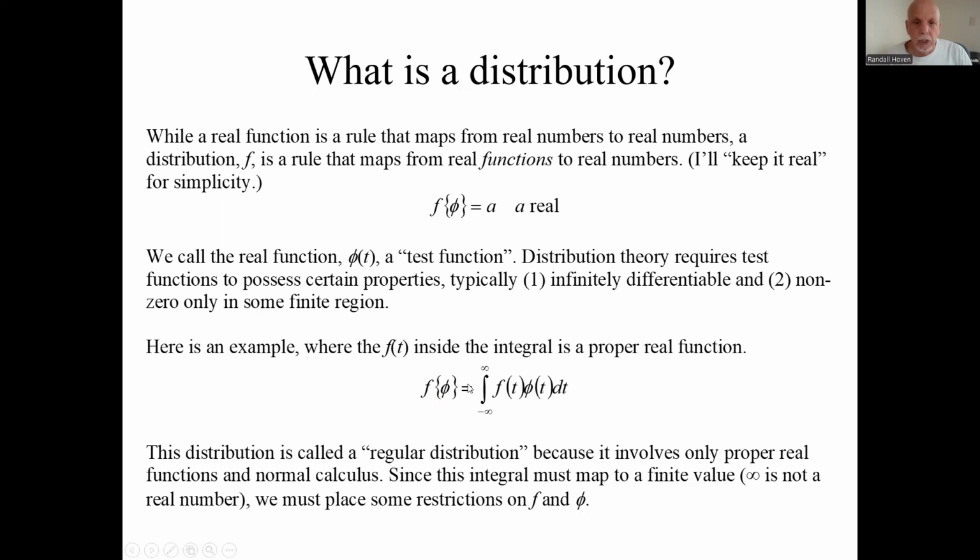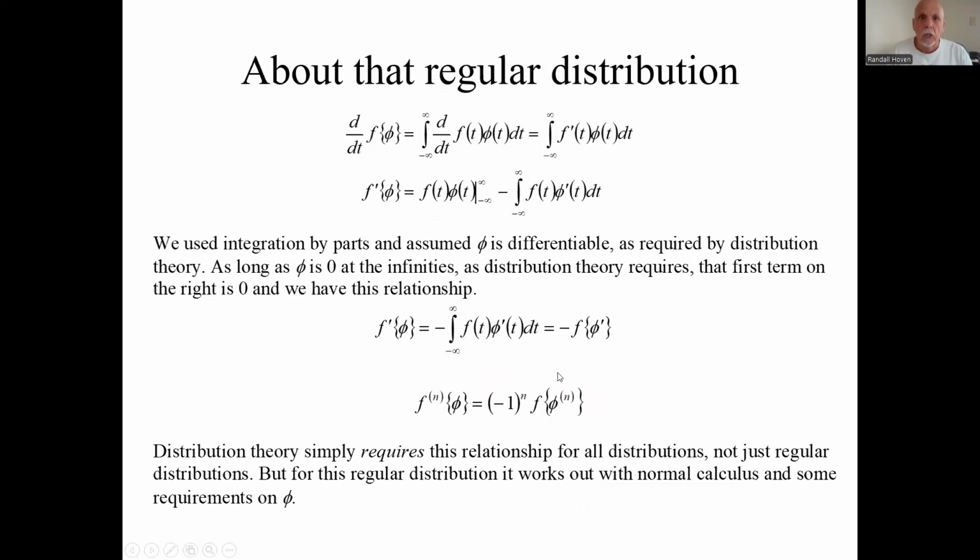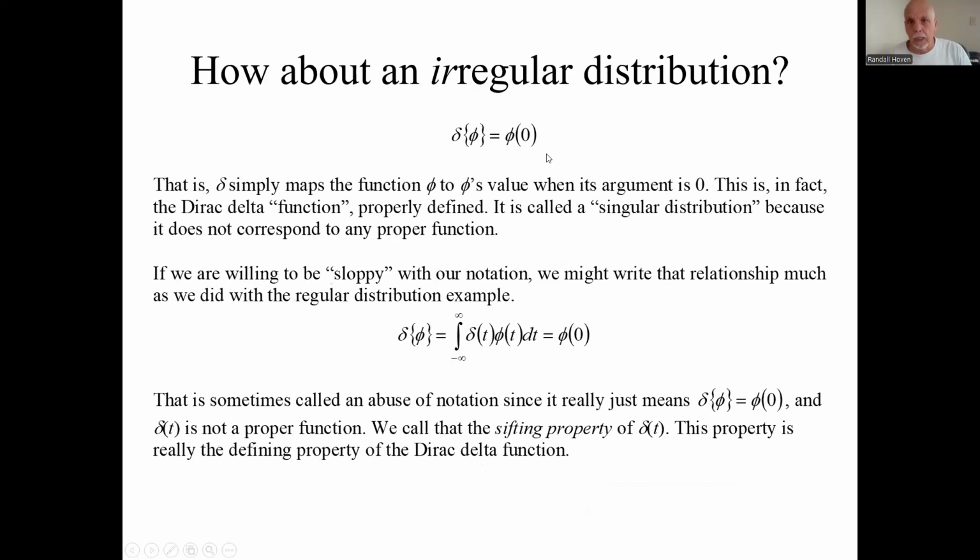Here's the distribution, and here is the rule. You'll see that once you integrate the t out of it, you get a number. So we went from a function to a number. This guy is called a regular distribution because this f inside the integrand is a regular, legitimate function, and this is all normal calculus. What about an irregular distribution?